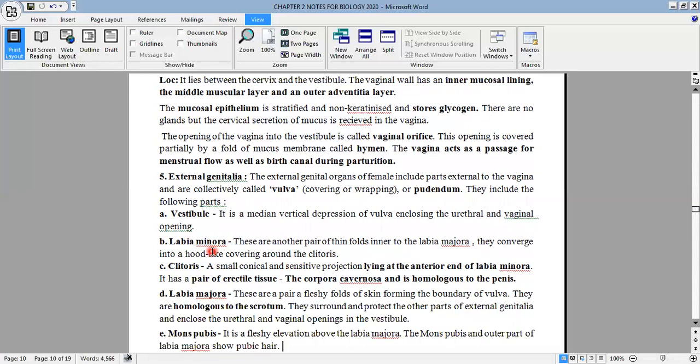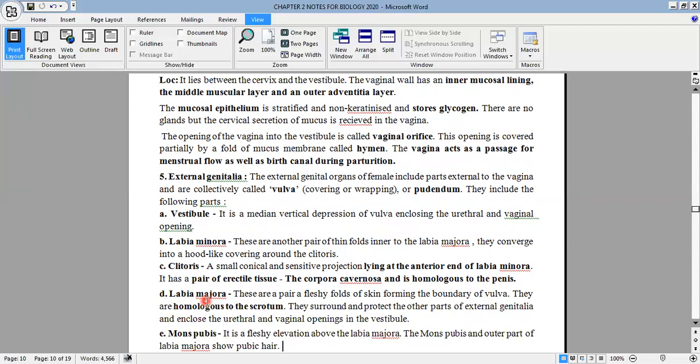Then comes labia minora. But before starting with labia minora, I need to tell you about labia majora. Labia majora are the two fleshy folds of skin. You can see thick folds of skin, which are homologous to the scrotum. Now, why homologous? Because they protect the external genitalia and also the openings of the urethra and vagina. So they are similar to the scrotum.